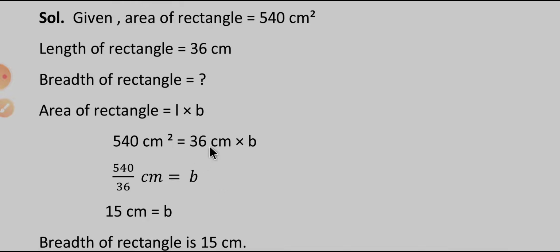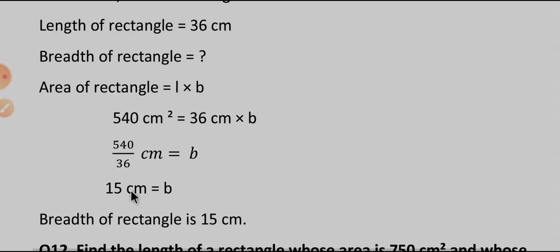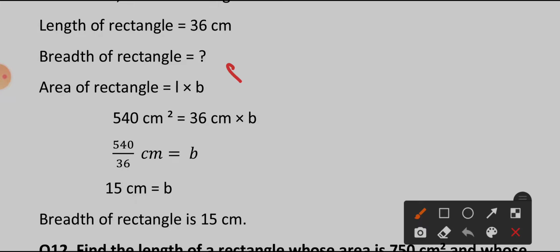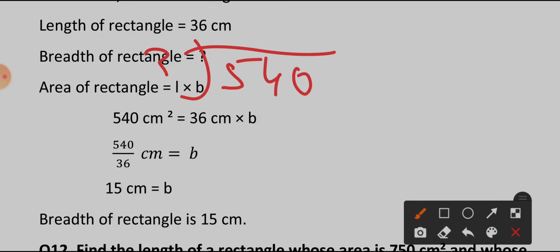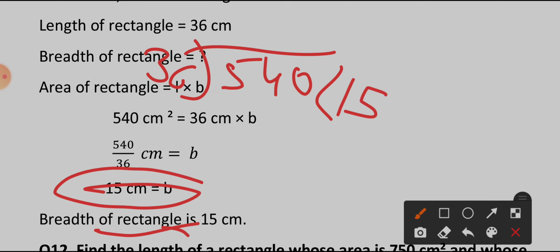Now as we already saw, 36 centimeter is given in multiplication, so on this side we change it into divide. So now divide 540 by 36. If you divide, you will get the answer as 15 centimeter. Means the breadth of the rectangle is 15 centimeter.